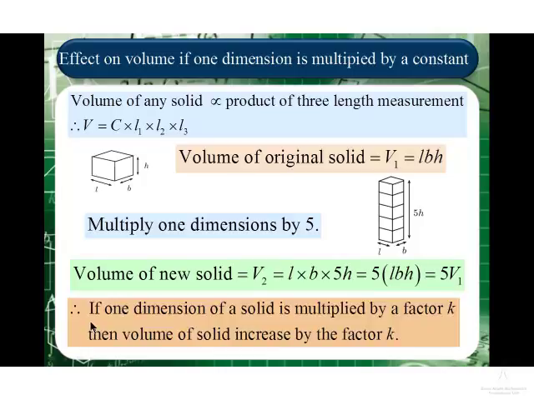So in general, we can say that if one dimension of a solid is multiplied by a factor k, say, then the volume of the solid increases by the factor k in general. In this case, of course, we assume that the factor k is positive.